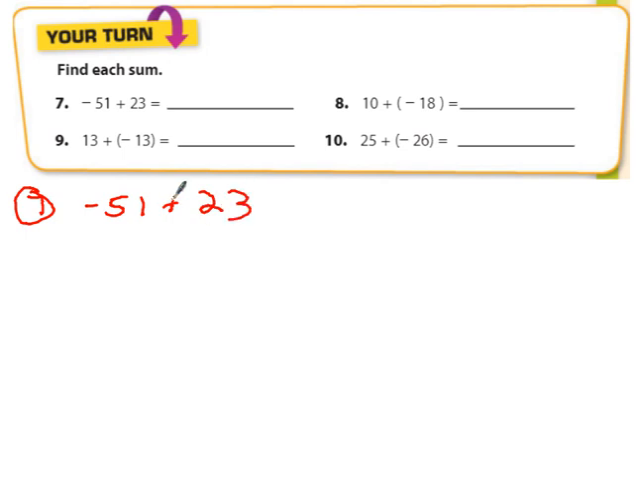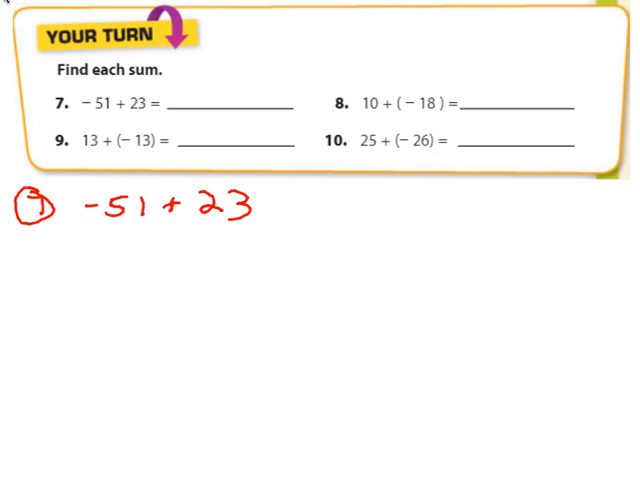So one reason why we don't want to model this is no one wants to draw 51 negative counters and 23. It's going to take a long time and a lot of paper. So that's why we have our rule. I'm adding a positive with a negative. So I'm adding two numbers with different signs, which means I subtract them. And then I keep the sign of the bigger number.